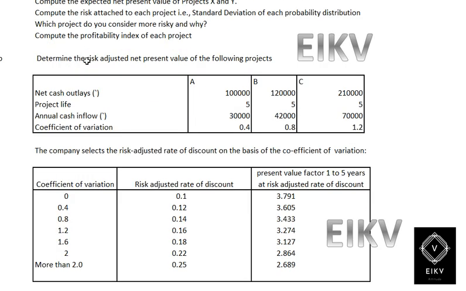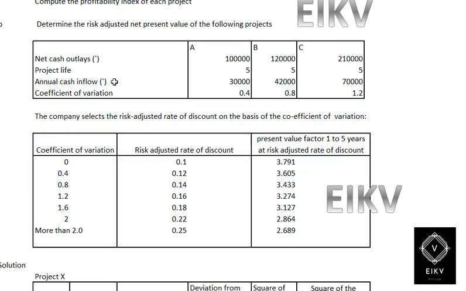Then we have the second part of the question, which is part B. Determine the risk adjusted net present value of the following projects. So we have been given three projects. First, the net cash outlay will be 1 lakh, 1 lakh 20,000 and 2 lakh 10,000. Project life will be 5, 5 and 5. Annual cash inflow 30,000, 42,000 and 70,000.